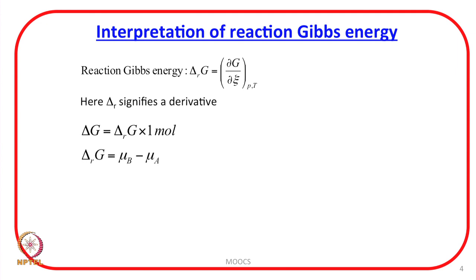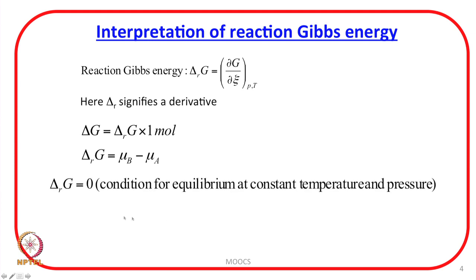And we have also discussed that the reaction Gibbs energy, which is this slope over here, is equal to the difference in the chemical potential of B and A, and when delta R G is equal to 0, when the chemical potentials are equivalent, then this is a condition for equilibrium. This is a condition for equilibrium at constant temperature and pressure.